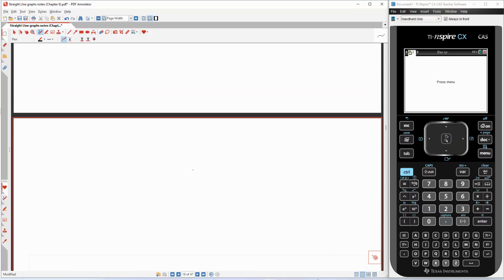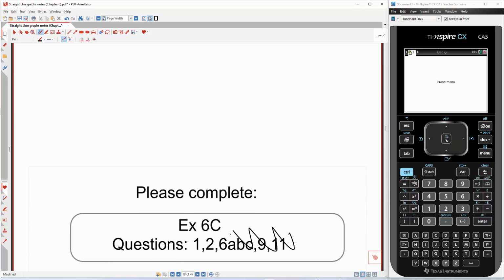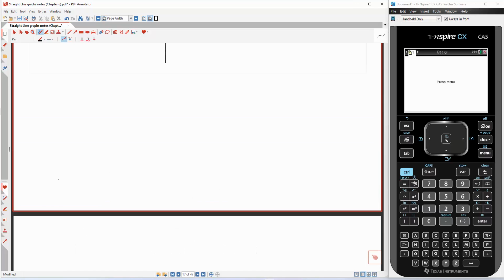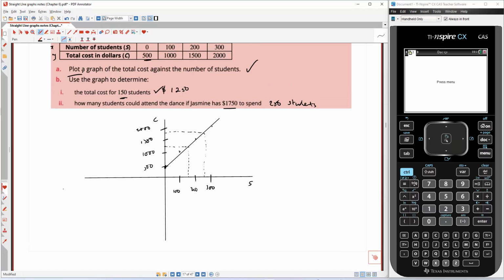And the exercises, don't do those ones. I'll put them up on the Canvas announcement so you'll know which ones to complete to do the work on this.